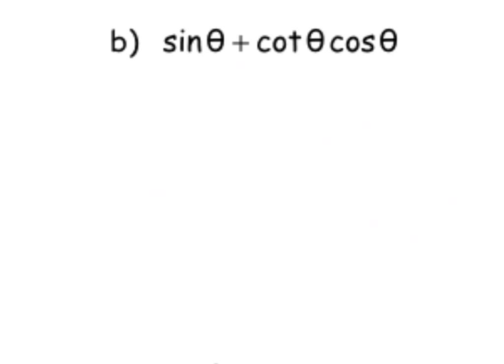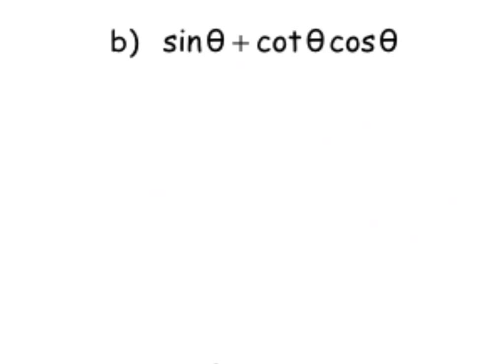Alright, I saved the last two for last because, in my opinion, they are the most challenging. And so, let's see if we can do letter B. Sine of theta plus cotangent of theta times cosine of theta. Now, a lot of these problems are just going to take practice. It's just going to take a lot of practice, guys. That's what it's going to take. And I have a lot of practice for you.